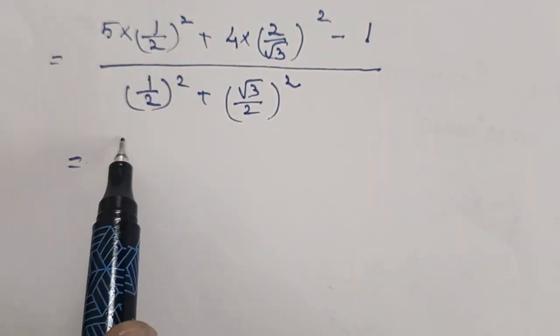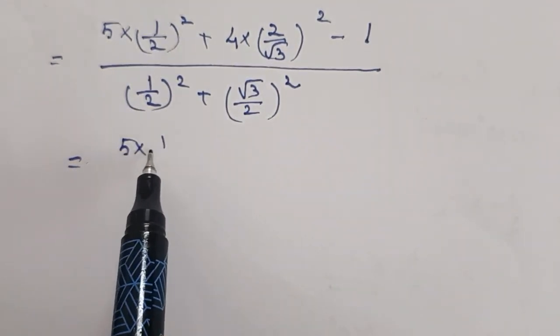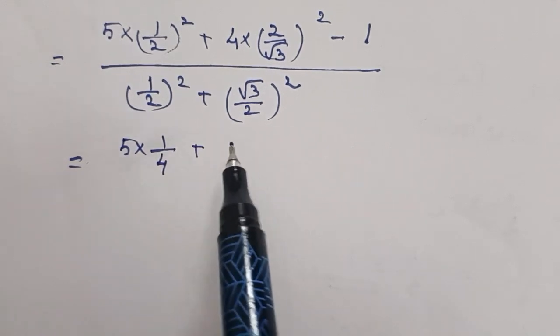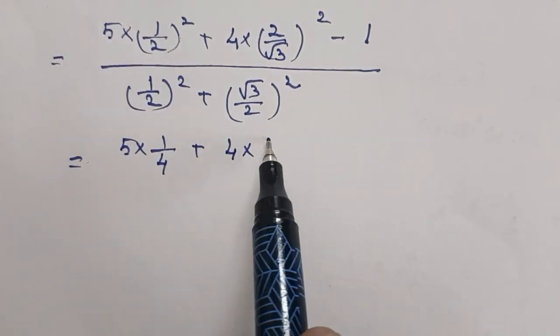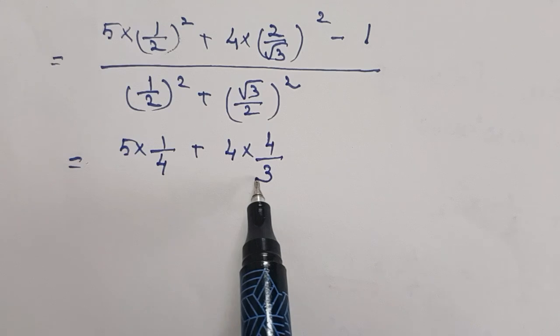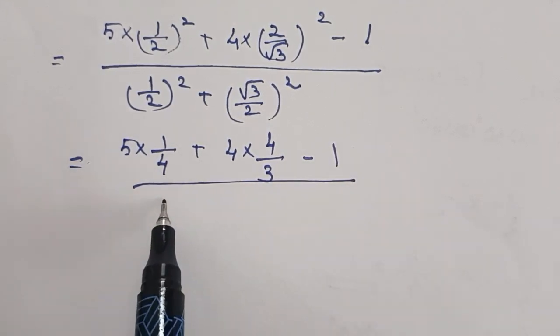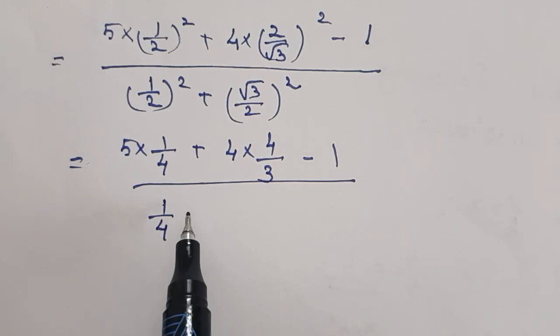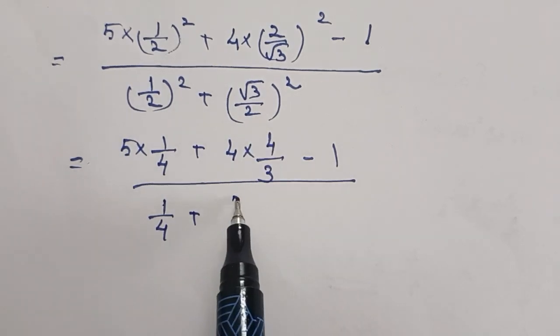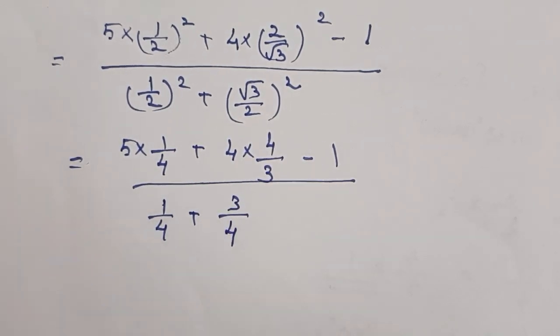That is equal to 5 into 1 by 2 the whole square, which is 1 by 4, plus 4 into 2 square 4, root 3 square it is 3, minus 1, divided by denominator 1 by 2 the whole square, that is 1 by 4, plus root 3 square is 3, 2 square equal to 4, 3 by 4. Okay.